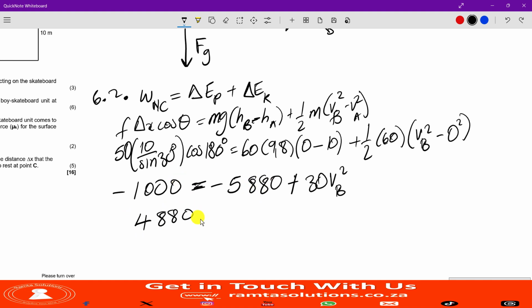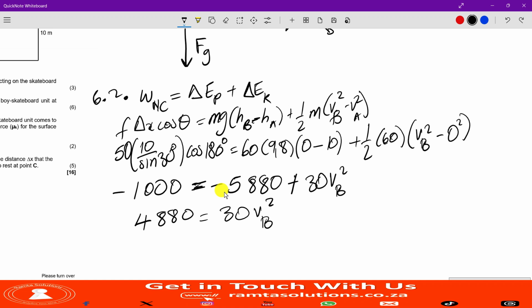5880 goes to the other side, right? So it'll be negative 1000 plus 5880. It becomes 4880. This is equal to 30 v sub p squared. If you divide this by 30, otherwise you can get your answer directly, right? You can get your answer directly, okay?